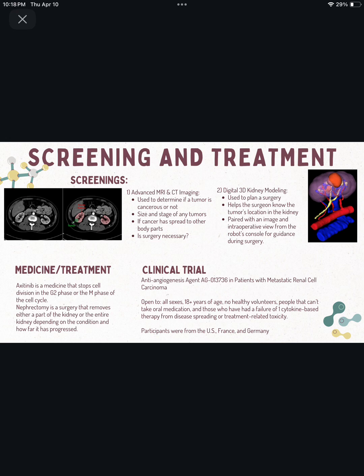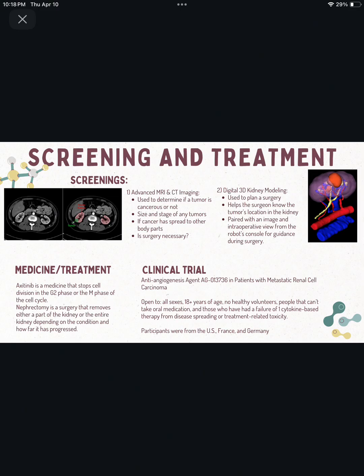Next, another method of screening is digital 3D kidney modeling, and it is used to plan a surgery. It helps the surgeon know the tumor's location in the kidney, and it can be paired with an image and intraoperative view from the robot's console for guidance during surgery, since there's a robot that can be used during surgery.